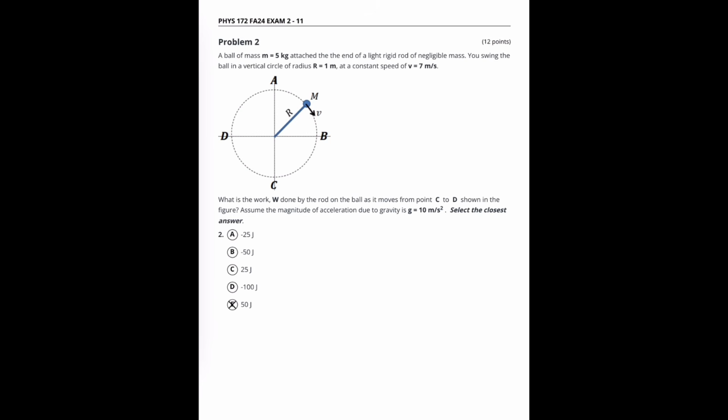Select the closest answer. So the first thing I'm going to do in this problem is identify our system and surroundings. So our system in this case will be our ball and the earth. And our surroundings will be the rod. From that, we can say the change in energy of the system is equal to the work surrounding.